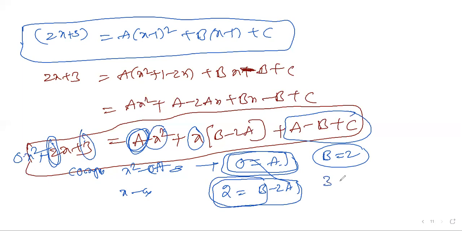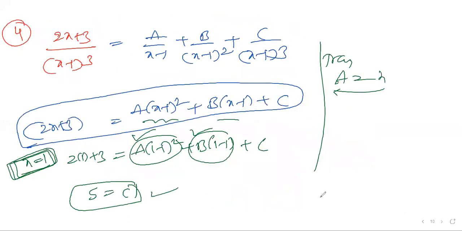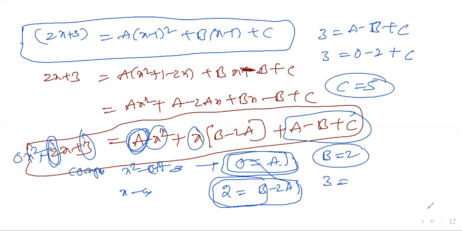So I can write 3 is equal to a minus b plus c. What's the value of a? 0. What's the value of b? 2. What's the value of c? You are going to find out. C is equal to 5. Clear? Like this, you have to find all the values. So you got the same c value. This is the way you have to write the rest of the answers here. Clear?